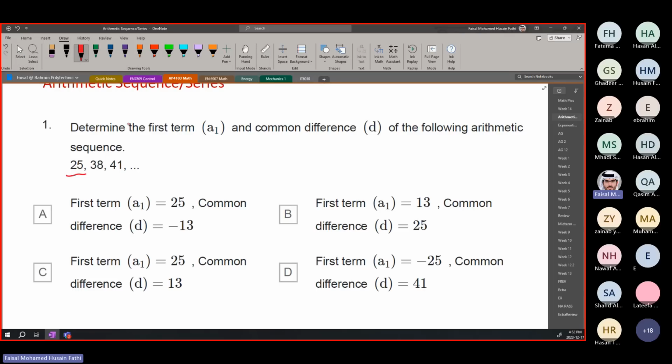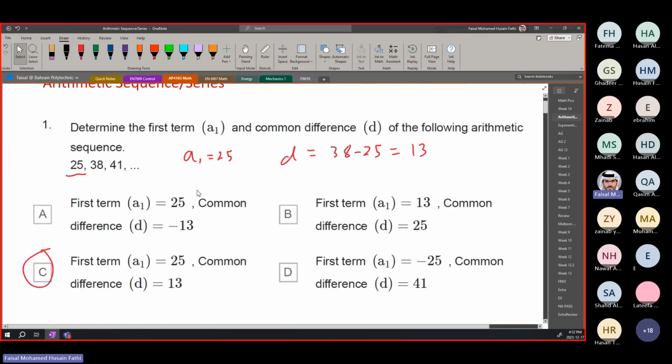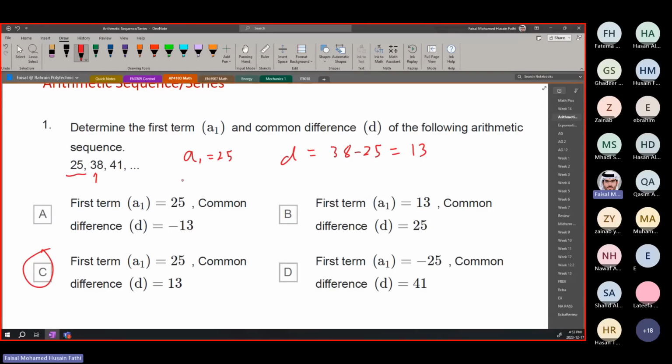First term is A1, which is 25. Common difference is 38 minus 25, which is just equal to 13. So it is going to be C. All right? Very simple. Very easy. It is not minus 13, Hussein. It is positive. You're subtracting 38 minus 25.